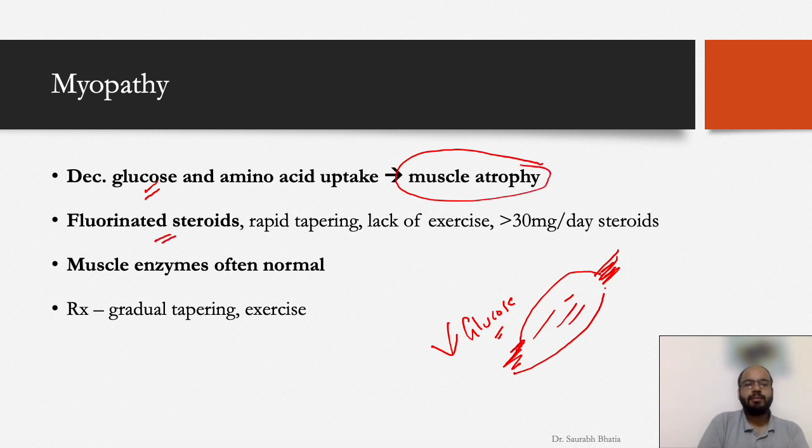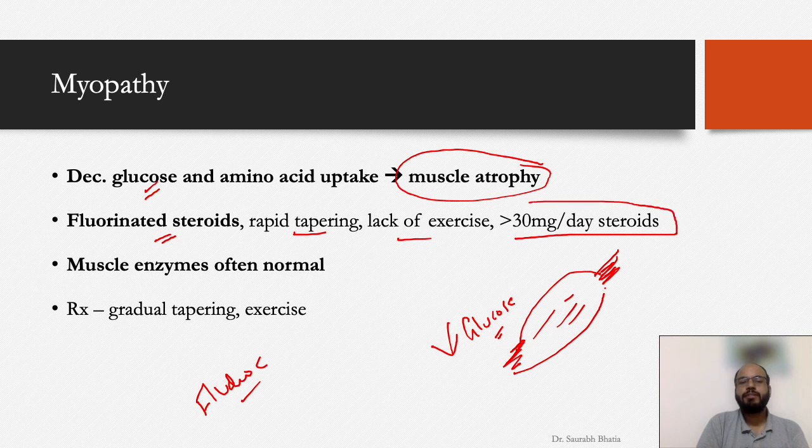Fluorinated steroids like fludrocortisone, or rapid tapering of steroids or lack of exercise can lead to myopathy. More than 30 mg per day of steroids, if the patient is receiving, is also an additional risk factor for myopathy. So remember that whenever you give steroids, counsel the patient to do regular exercise. This will help in decreasing myopathy.